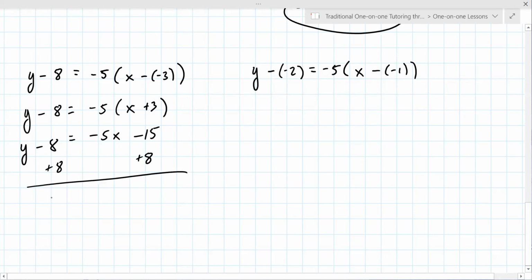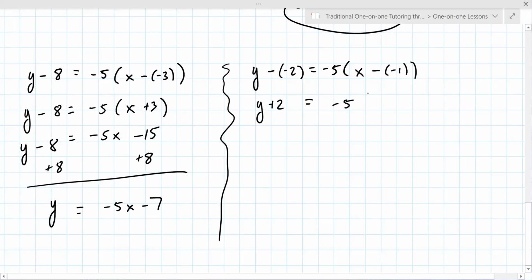We're just gonna solve for y. So y equals negative 5x minus 7. And now this over here on the right should give you exactly the same. I have a question. What would it be called if I were to bring over the 5? That's standard form.